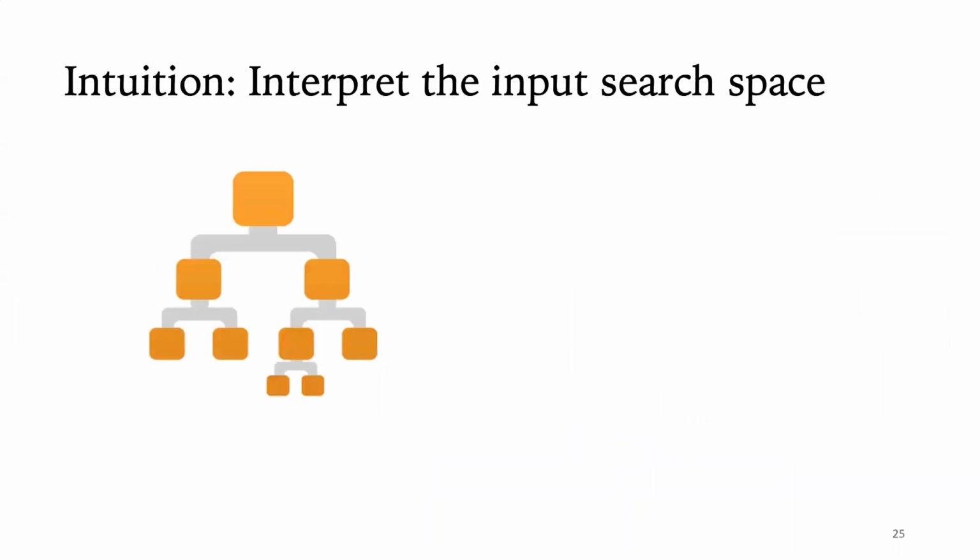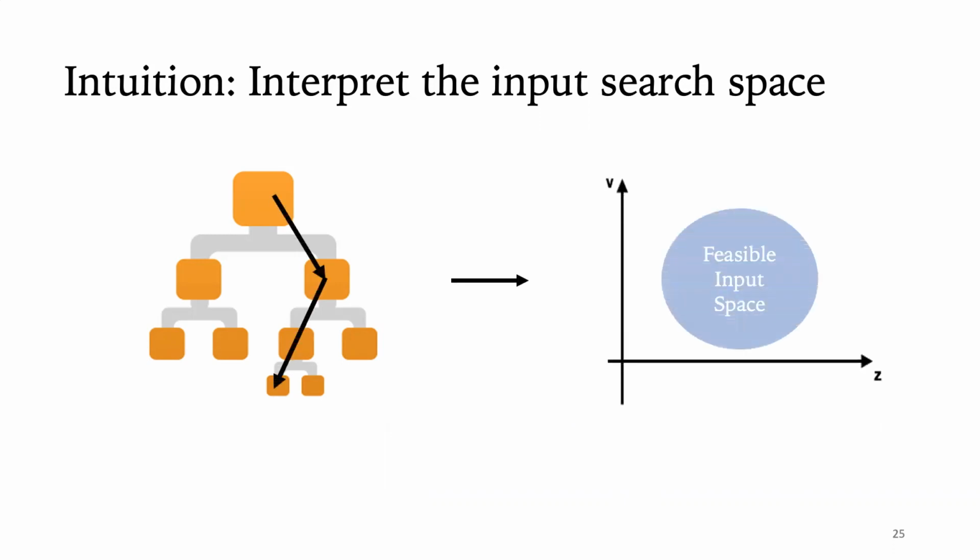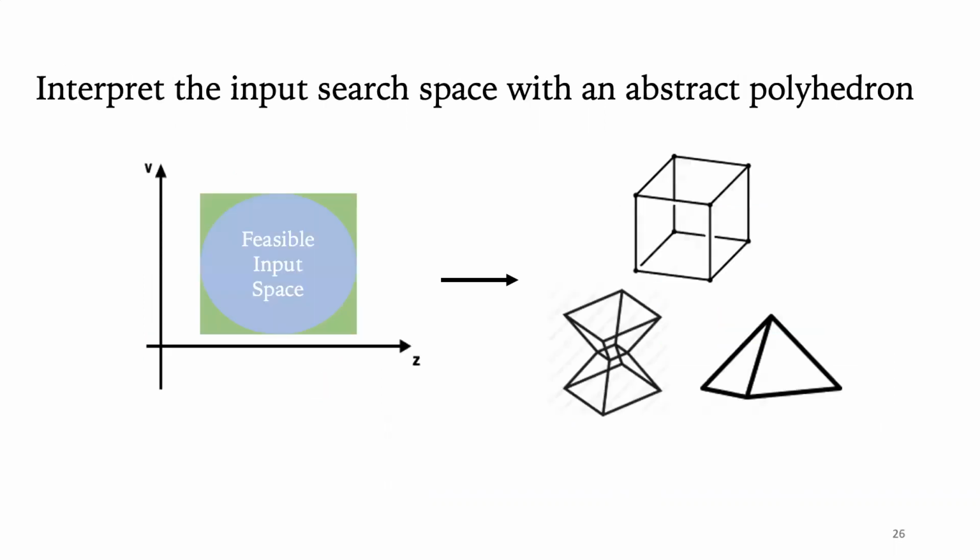Our observation is to interpret the feasible input search space of the given path constraint. For each path condition inside the program, it has its own feasible search space for the input. So if we can preserve the search space to guide input generation, then the efficiency should improve. Therefore, our intuition is to directly model the search space of the path condition with various polyhedra.